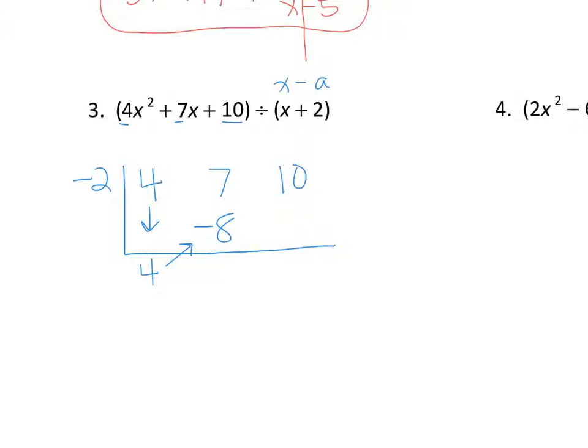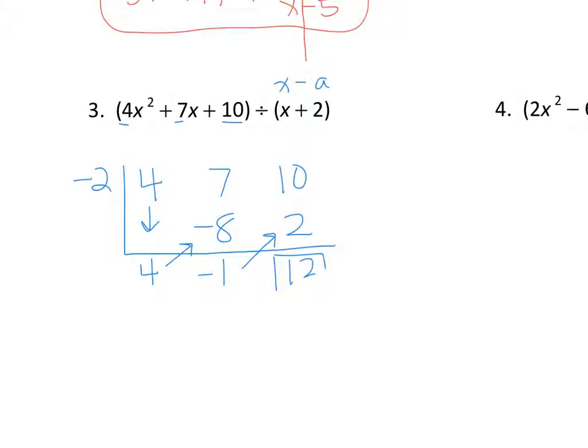Then I'm going to add. So 7 plus negative 8 is negative 1. And then I multiply again. I'm going to multiply negative 1 times negative 2 here. And that is positive 2. So I'm going to write that result over here. And then I'm going to add, and I get 12.